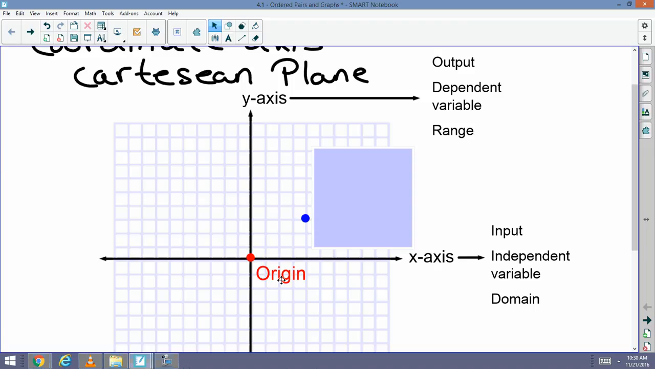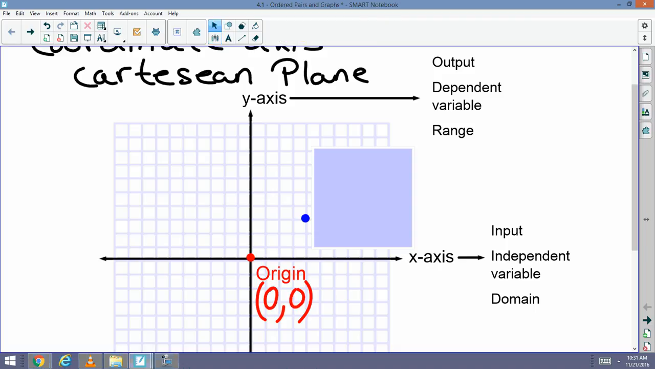The origin's values are 0, 0, because it is the point where x is 0 and y is 0. It is where they both intersect, and that is called the origin of the graph.